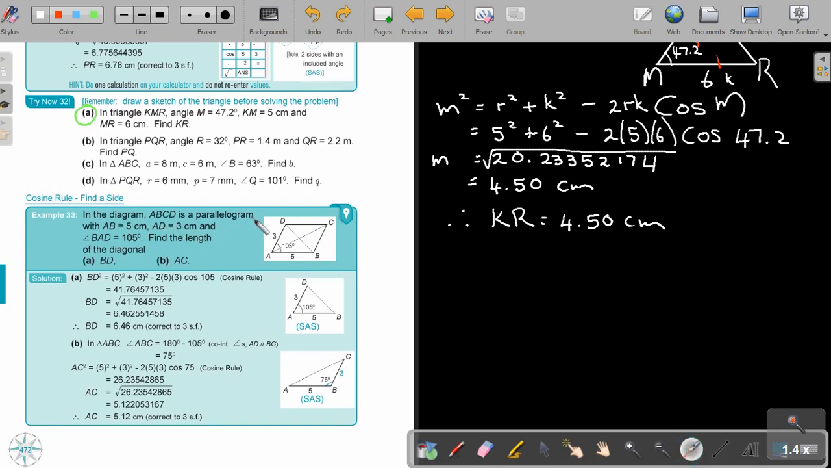Now, in this diagram is a parallelogram, and they ask you to find the diagonal. Exactly, find the diagonal BD. BD, do you see? So just focus on this triangle. I'm even going to highlight it for you.